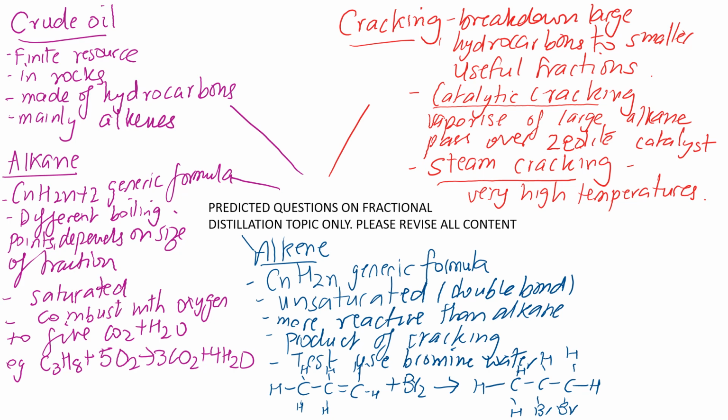So there are two different types of hydrocarbons that you need to know about, and they can also ask you what a hydrocarbon is. A hydrocarbon is made out of hydrogen and carbon atoms only, for 2 marks. Looking at the difference between alkane and alkene, the generic formula for alkane is CnH2n+2. Different fractions are different sizes, and you need to know the names of the first 10 alkanes and alkenes.